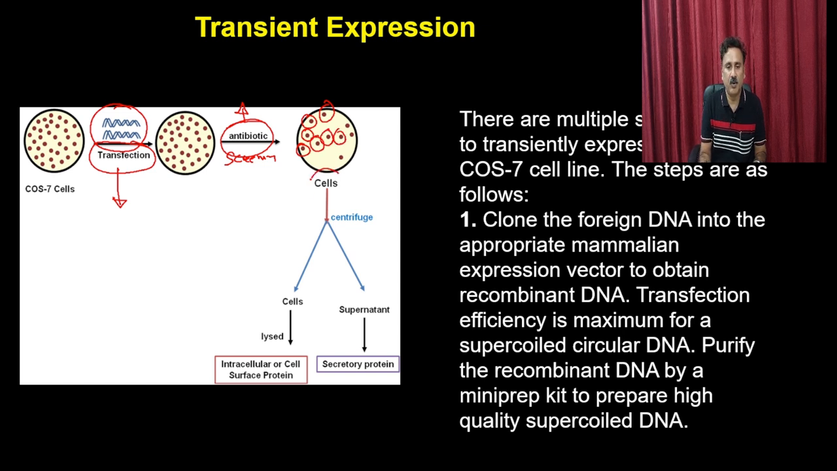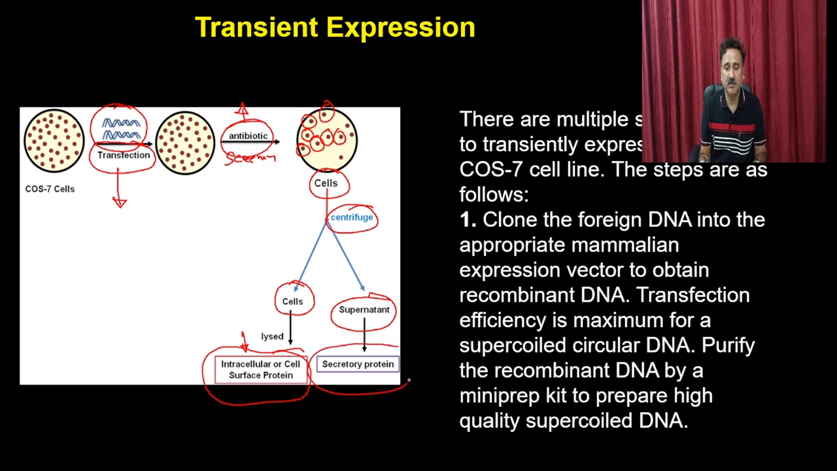Now what you can do is propagate these, and then centrifuge. You are going to collect the cell fraction and the supernatant fraction. Now you can lyse the cell fraction and recover the intracellular proteins. So if the protein is expressed intracellularly, you can get the protein from here. If the protein is present in the supernatant, then it is going to be a secretory protein.